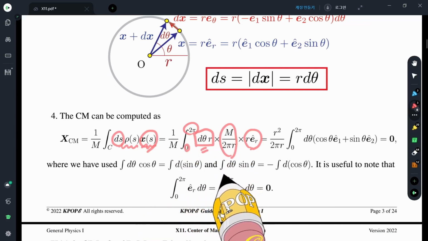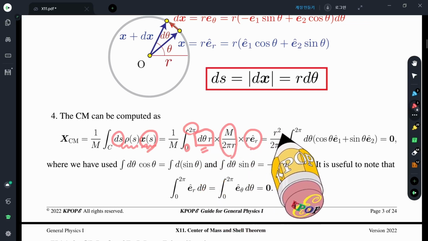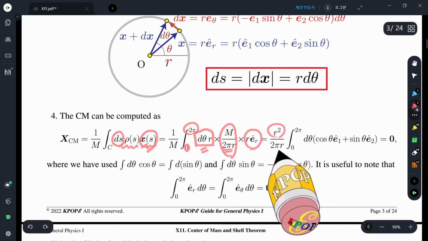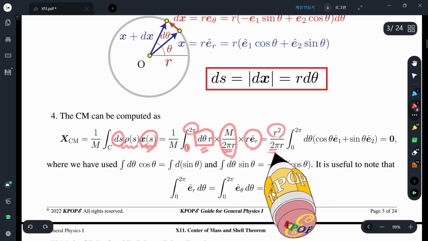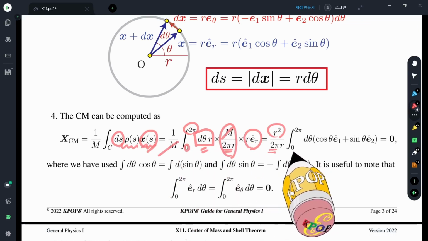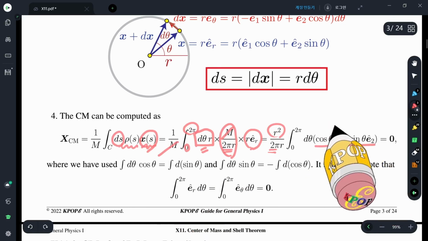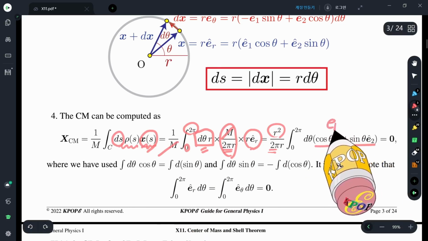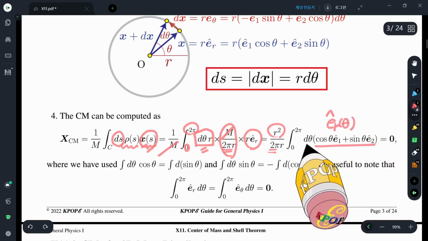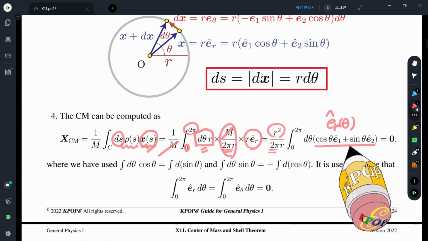So we have r squared over r, 2 pi appears here, and M cancels, and we end up with the integral of e_r hat. That depends on the angle. If we integrate over the angle, this is 0.